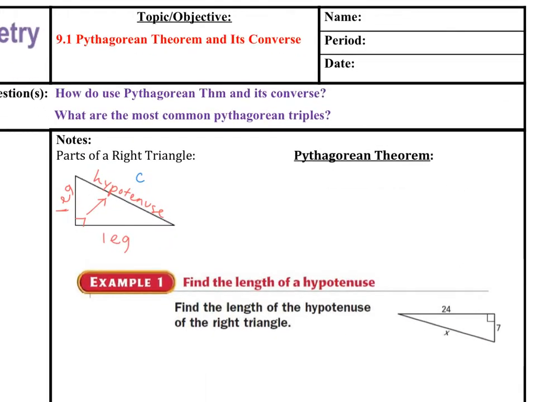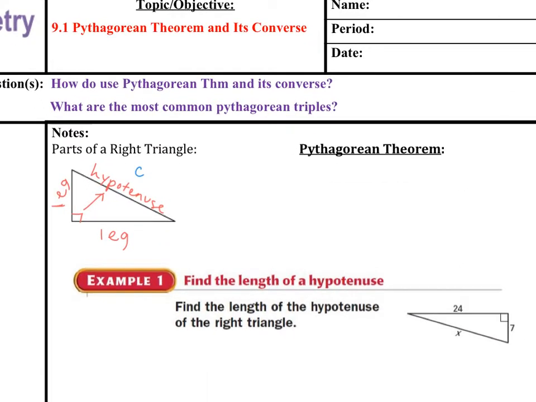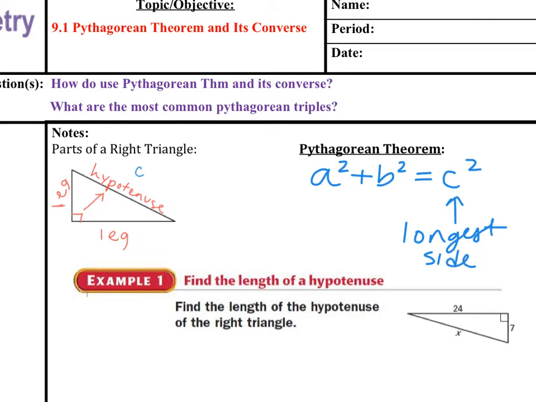The Pythagorean theorem is a squared plus b squared equals c squared. We've used it a lot. I hope we know it. So the leg squared plus the other leg squared equals the hypotenuse squared. C is always the longest side, your hypotenuse. All right.